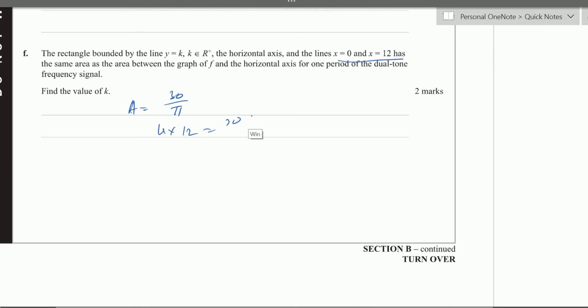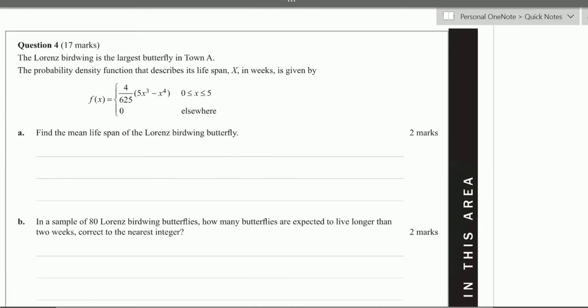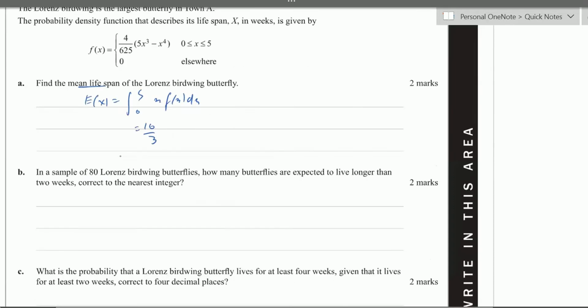And you can just suffocate, and it is 5 on 2 pi. And that's that question. So the probability question starts off pretty simple. It's just mean life. So we know mean is integration 5 to 1 fx dx, and that is 10 on 3. So now there's a sample of 90 birds.